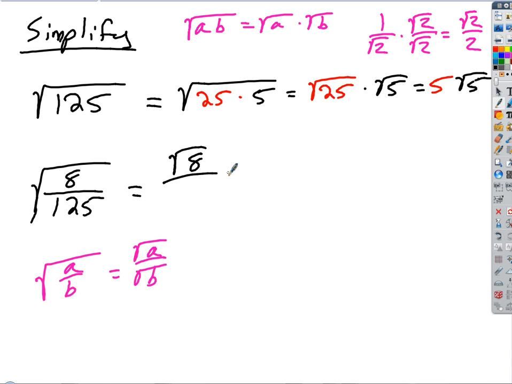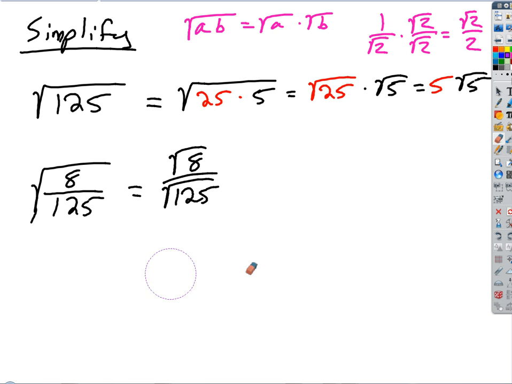Okay, good. We're going to do kind of what we did up here for both of these, aren't we? So we get the square root of 8 over the square root of 125. And for the square root of 8, what's the biggest perfect square that goes into 8? 4. Okay, 4. So the square root of 8 we can split up into the square root of 4 times the square root of 2.